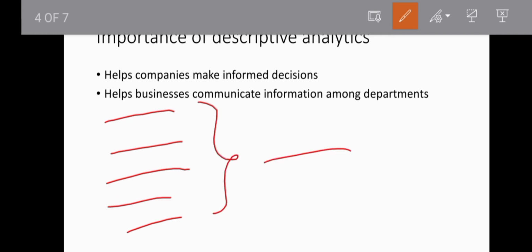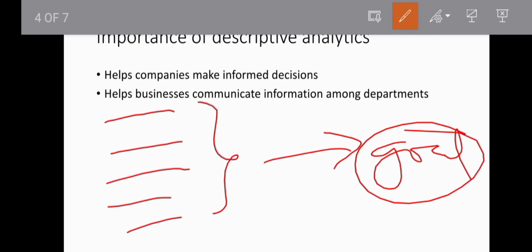A company may have a goal, then it conducts several operations with the aim of reaching a certain goal. So if there is a goal to reach, then how will the company know if they are on the right track to attain that goal? It is this time that they can use descriptive analytics to evaluate how they are operating.